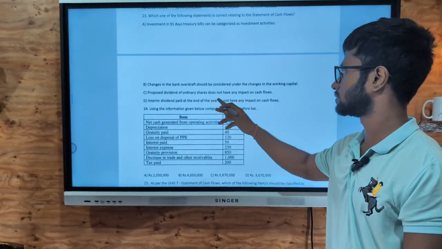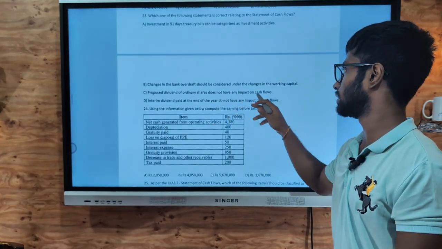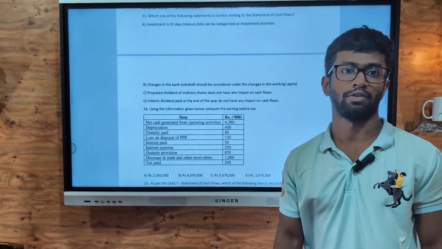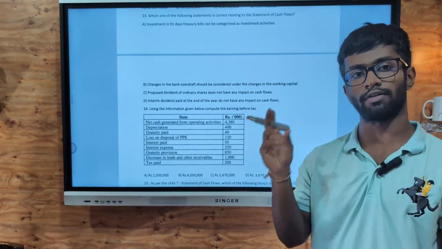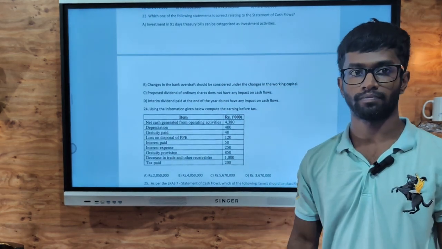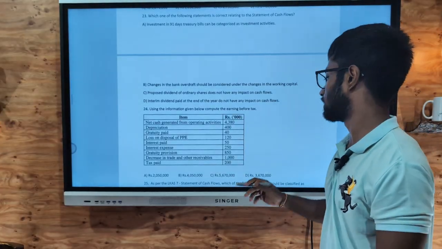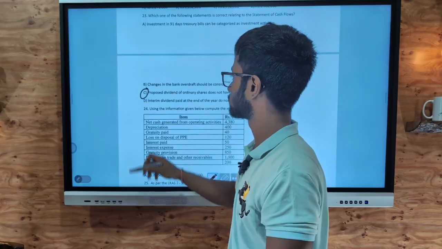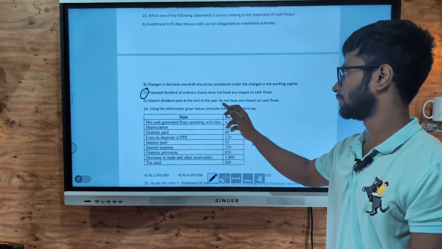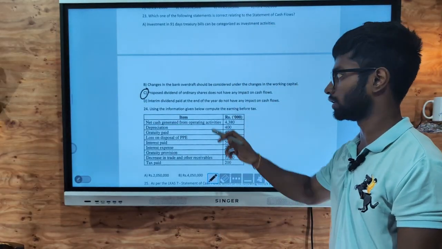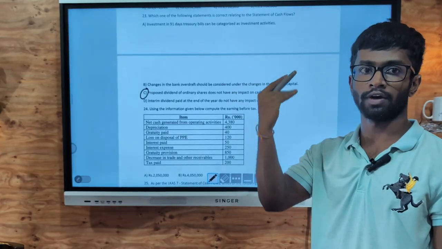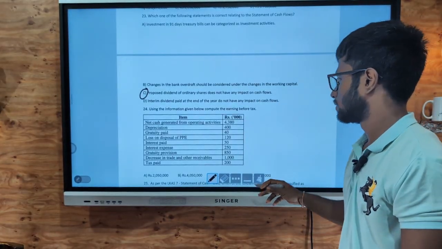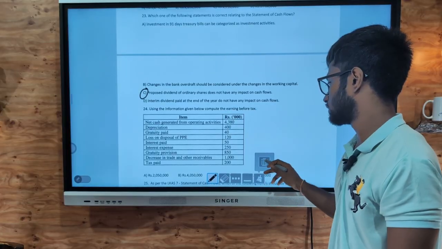Proposed dividends of ordinary shareholders do not have an impact on cash. That is true, no? We still have proposed. So in the annual general meeting, shareholders have to approve, then only we pay. So it should be answer number C. Interim dividend paid at the end of the year does not have an impact on cash? No, it does. When you pay, financing activities reduce, so cash flow reduces. We'll move on to the next question then.